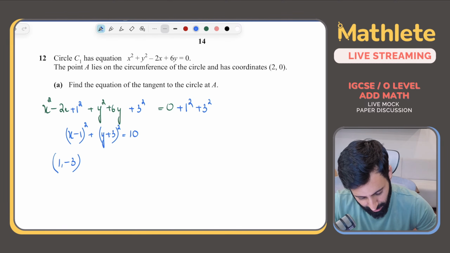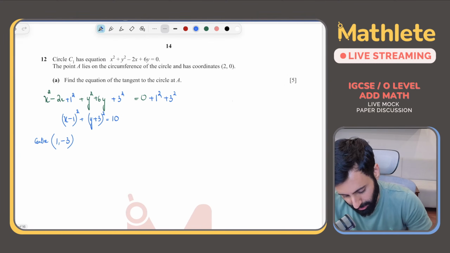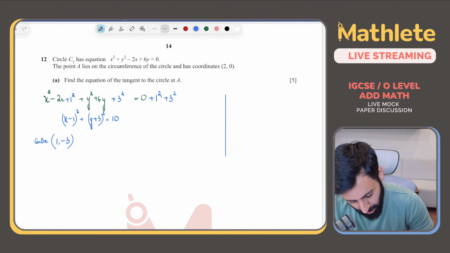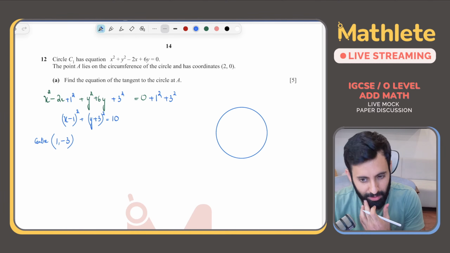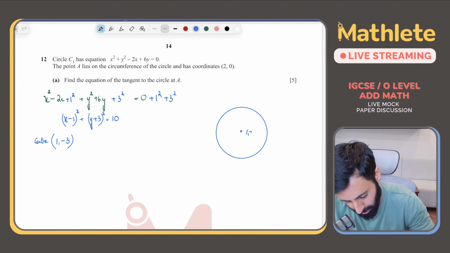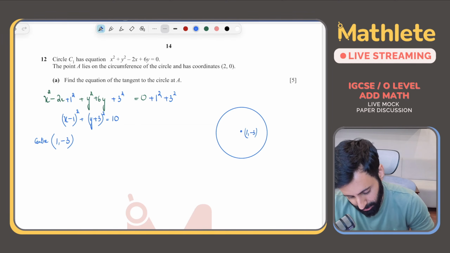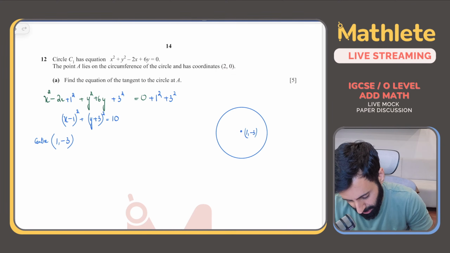Now the question is, why did I bother to find out the coordinates of the center? The reason is so that I can get a better understanding of the question. I've noticed that the coordinates of the center are 1, minus 3. And we're supposed to find out the equation of tangent to the circle at A, and A has coordinates 2, 0. That means it's going to be slightly towards the right, and since it's 0, it's going to be above somewhere. So 2, 0 will probably be somewhere over here.